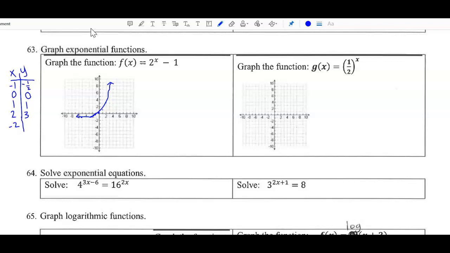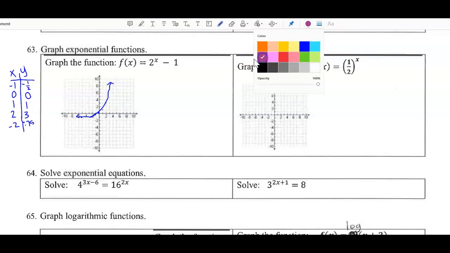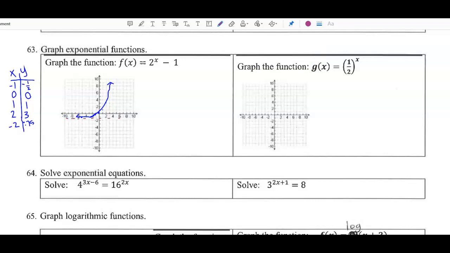If I put in -2, well, that's -4, or -1/4 minus 1, and so that's going to be like 0.75, right? But so it's getting closer and closer to 1. So 1 is going to be where our asymptote is on this. So when it says to graph the function and then put in the asymptote, make sure you remember to see where it is getting closer and closer to. Okay.